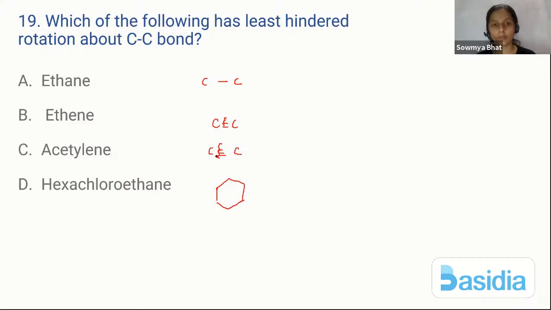The bond is going to break when you try to rotate, and this is the cyclic one, a ring molecule. Again, the bond is going to break if you try to rotate the bond between 2 carbon atoms. And the correct answer would be ethane, which has the least hindered rotation. You can easily rotate because it is a single bond.